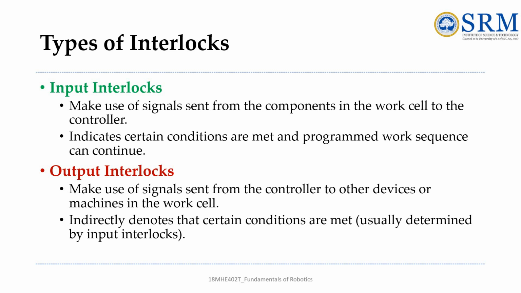There are two important categories of interlocks: input interlocks and output interlocks. Input interlocks use the signal that is sent from the robot cell's component to the work cell controller for specifying that the conditions are satisfied and ready to begin the work cycle. Output interlocks use a signal that is sent from the work cell controller to a component in the robot cell for indicating the machining center to begin the automatic work cycle.